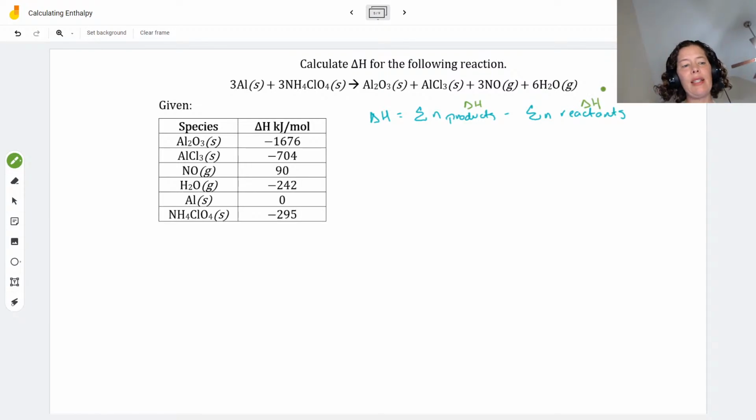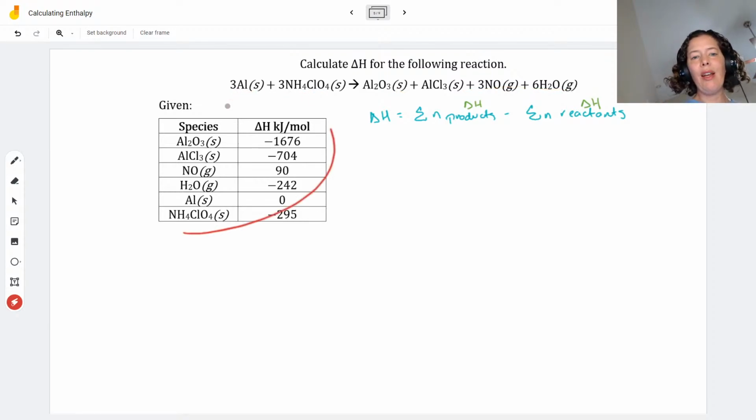So you need to have access to a table. This is a table specifically for this problem, but you might also be working with a table at the end of your book. Most textbooks at the very end have a big chart with a bunch of thermodynamic data, and you'll see not only your delta H's, but your delta S, which is change in entropy, and your delta G, which is change in free energy. If you're using a big table, you are going to have to work a little harder to find all of these species, but it's the same thing.